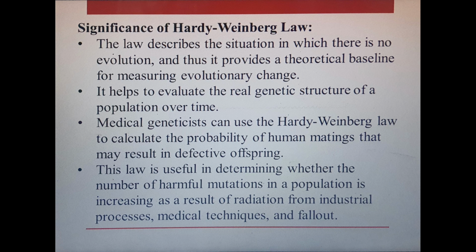Okay, this is another significance, and the last significance is that this law is useful in determining whether the number of harmful mutations in a population is increasing as a result of radiation from industrial processes, medical techniques and fallout, or it is decreasing. Like we see, we can study whether a new gene is added or subtracted. We can also see if harmful mutations are occurring, resulting in addition of some new genes in the population, which can be the result of industrial processes like radiations and some technologies that are introduced in the environment, which later affect the human population.